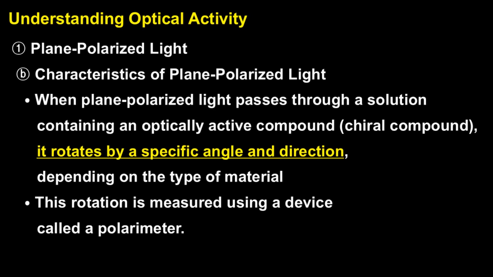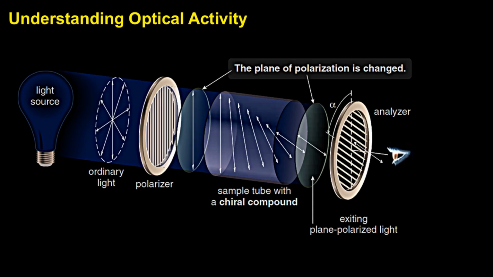Now, here's where it gets interesting. When plane-polarized light passes through a chiral compound, its direction actually rotates. That's what we call optical activity. Let's take a closer look at the diagram to see how this works.